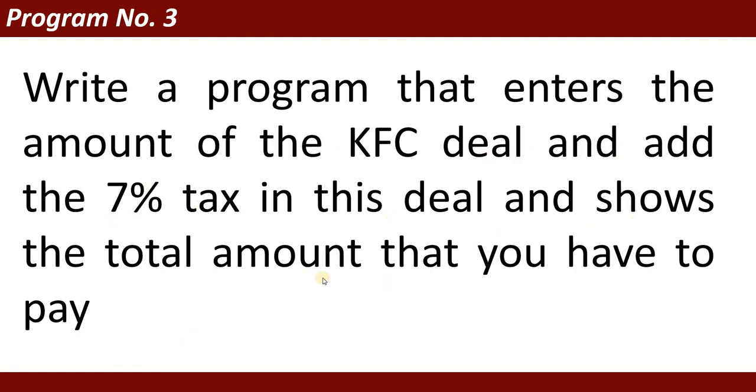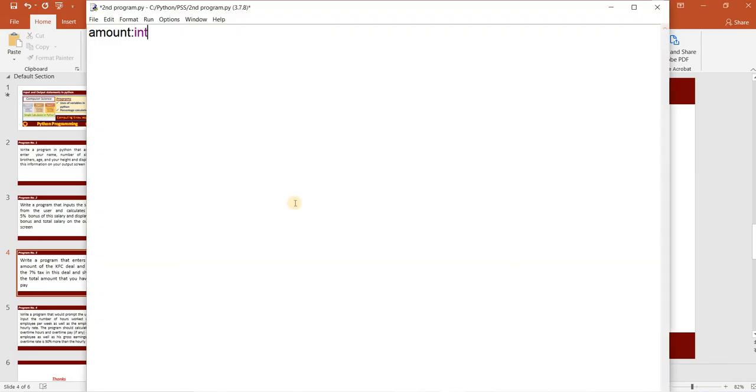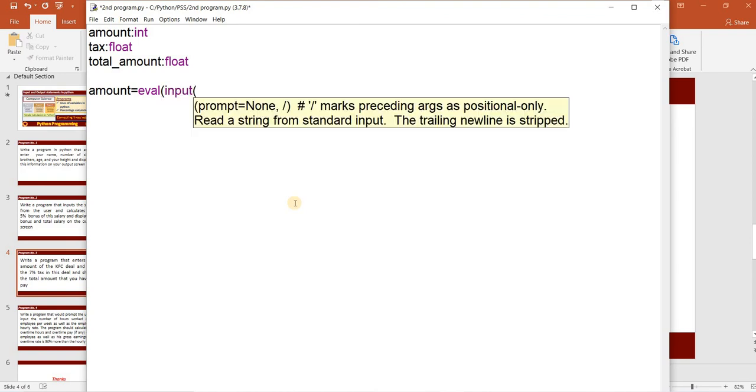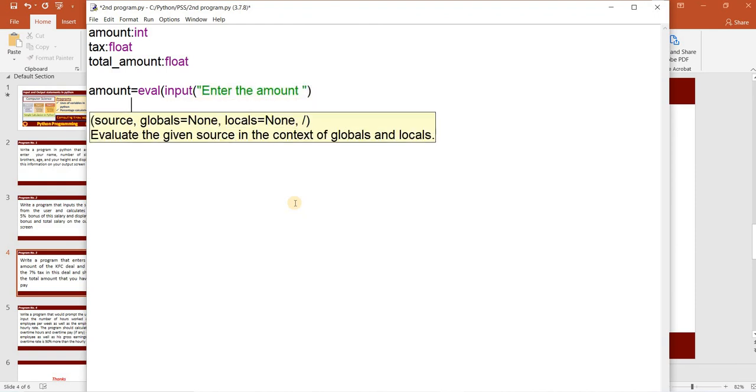Write a program that enters the amount of the KFC deal and adds the 7% tax in this deal and shows the total amount that you have to pay. Okay, enter the total amount and include the 7% tax. Amount should be integer, tax should be float, total underscore amount equal to colon float. The amount equal to eval, input, enter the amount.